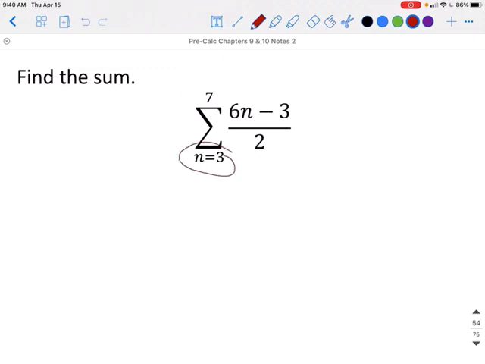Now on this one, again, it's going to tell you where to start and where to end. So we would start, if we did this one by hand, at the 3rd term, and you would go until you got to the 7th term. So we would do 6 times 4 minus 3 all over 2, and you would do this until you got to the 7th term.